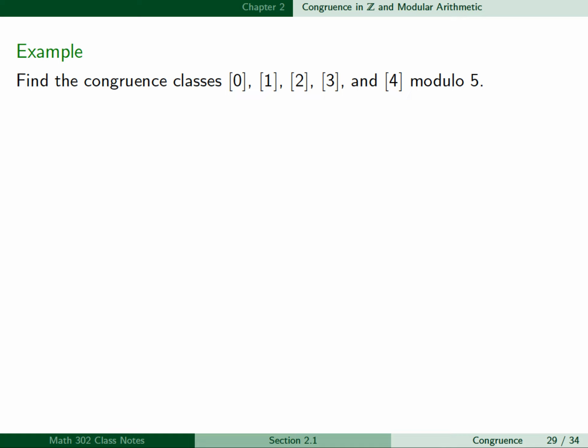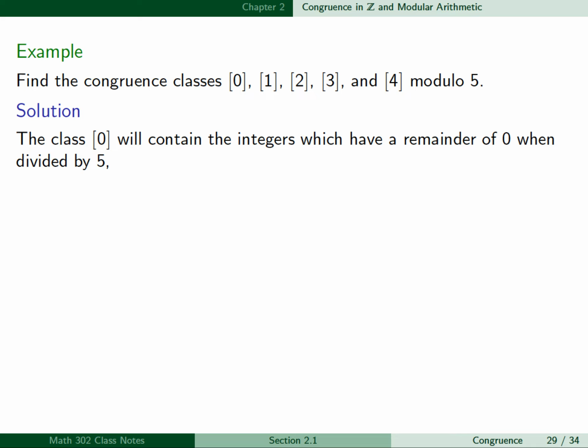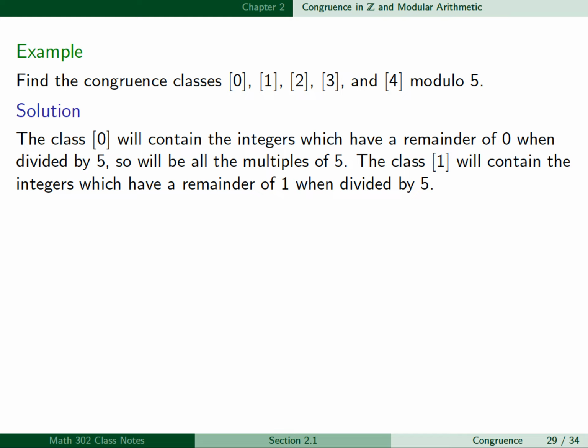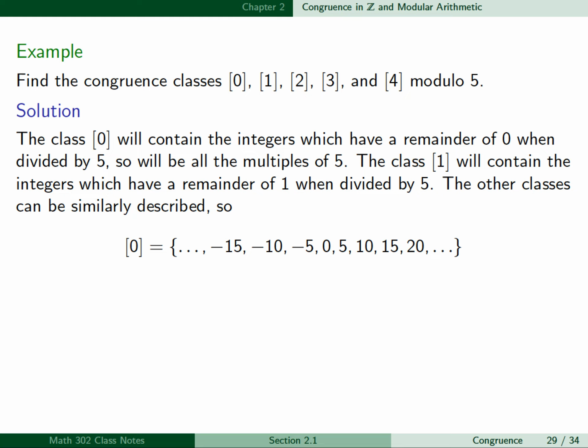For another example, let's find the congruence classes of 0, 1, 2, 3, and 4 modulo 5. So the class of 0 will contain the integers which have a remainder of 0 when divided by 5. So this will be all the multiples of 5. The class of 1 will contain the integers which have a remainder of 1 when divided by 5. So the other classes can be similarly described. So the class of 0 will contain minus 15, minus 10, minus 5, 0, 5, 10, 15, 20, and so on. So these are all the multiples of 5.